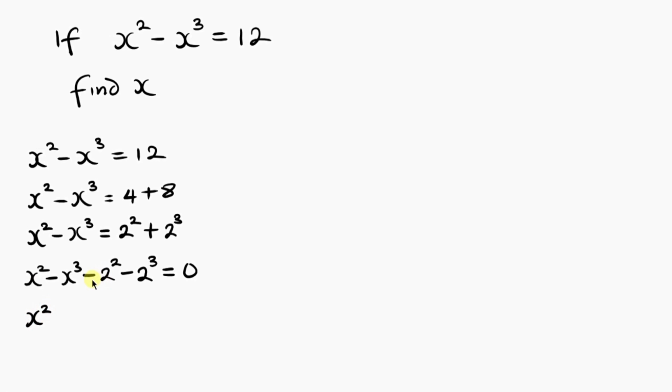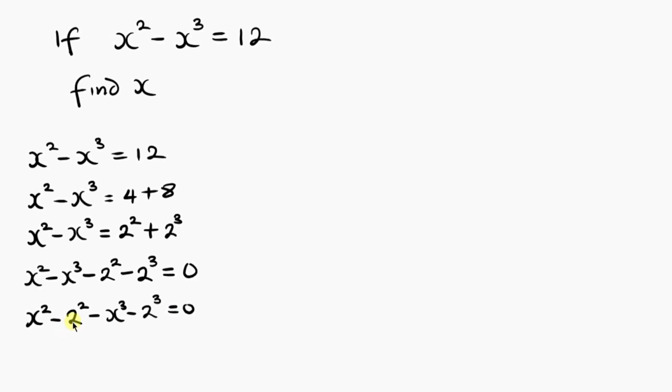This is x to the power 2, so let's write it there first. Now let's move this negative 2 to the power 2 close to it, so we have minus 2 to the power 2. Cool. Now this is minus x to the power 3, so let's write it down. Minus x to the power 3. Now let's move this one close to it. Minus 2 to the power 3 equal to 0. Now this is well arranged.